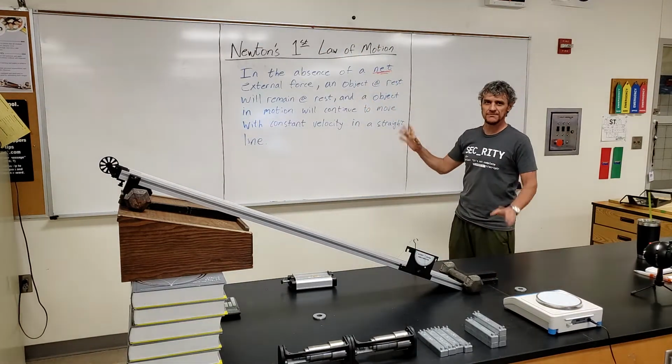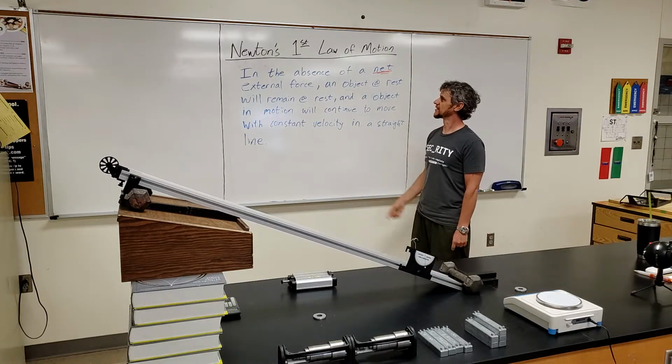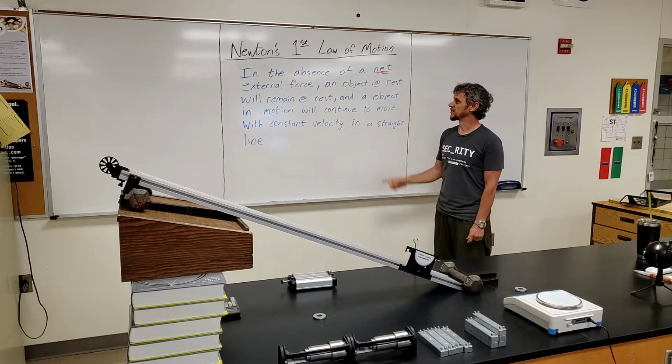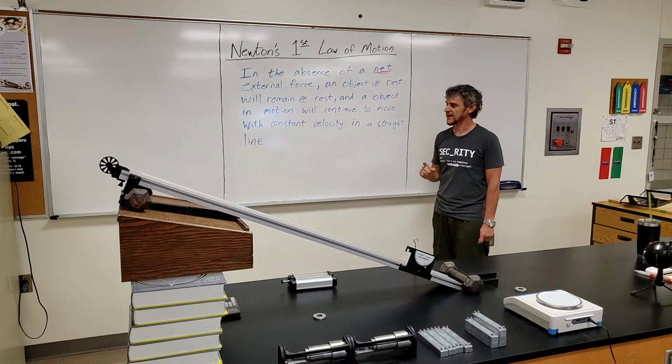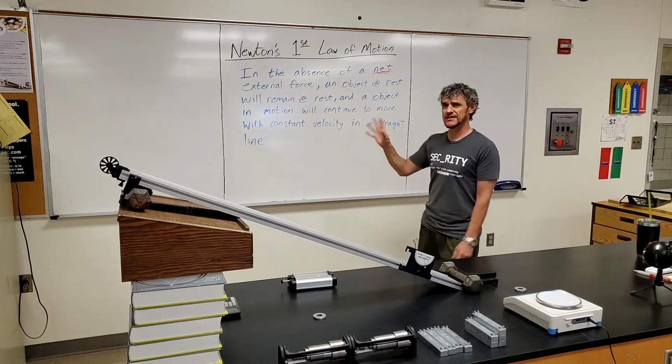Newton's first law of motion, the big kid version, says that in the absence of a net external force, an object at rest will remain at rest, and an object in motion will continue to move with constant velocity in a straight line. So that's the big kid version. And there's some things I want to point out.